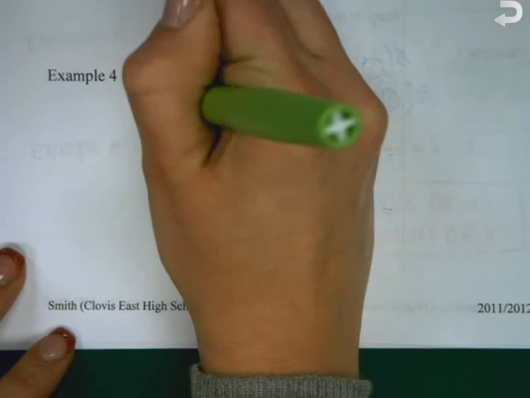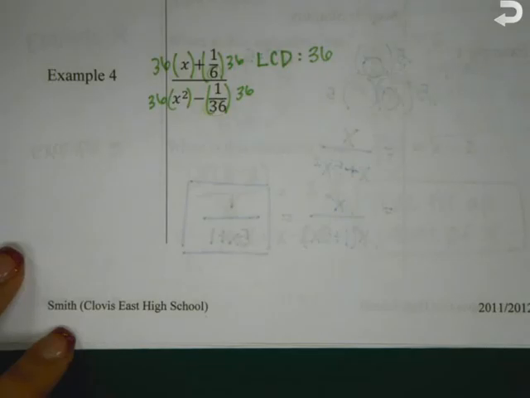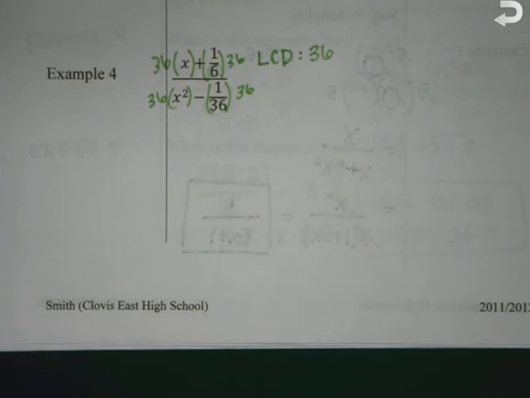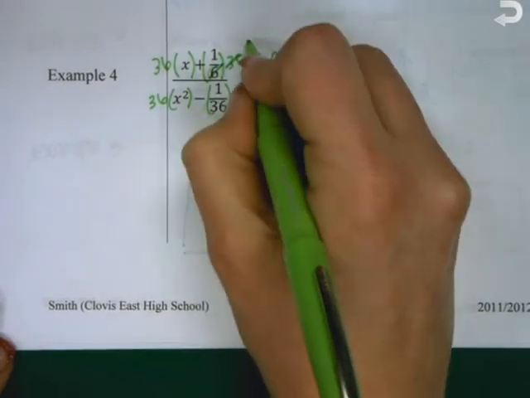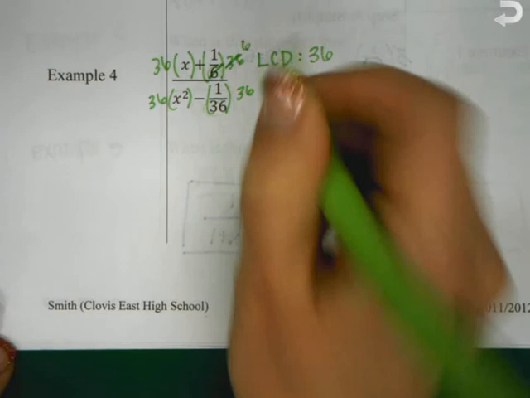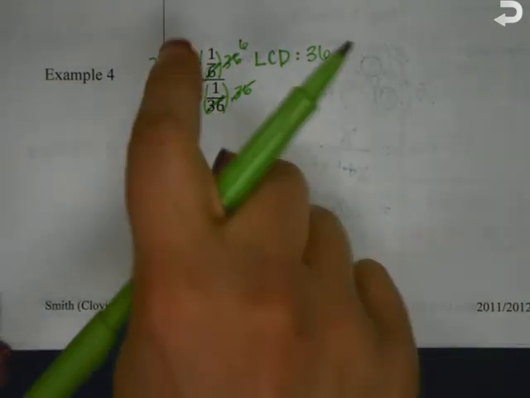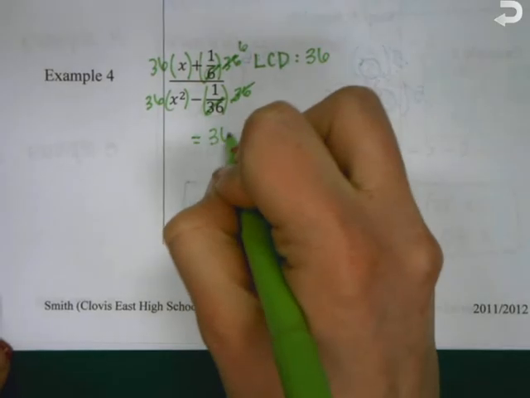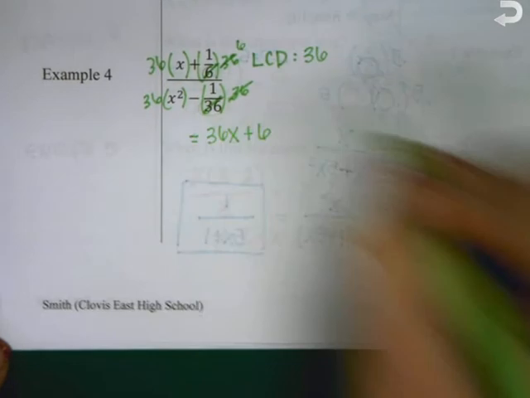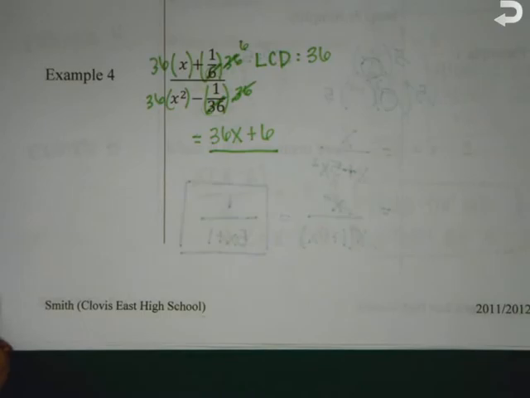Okay. So everything gets multiplied by 36, and then we cancel what we can. This 6 cancels, and 36 becomes 6. And then these 36s just both cancel. So what's left in the numerator? 36x plus 6 over 36x squared minus 1.